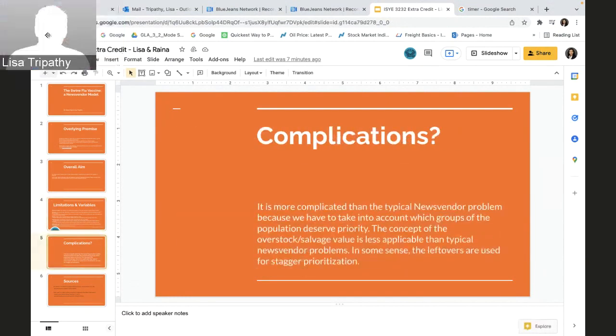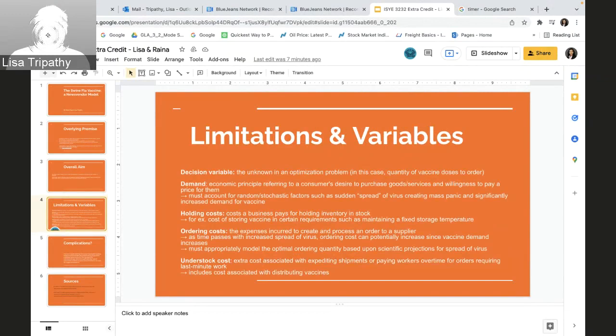So before I go into the complications, I would like to show how the news vendor problem is applicable to the vaccine industry. So we have the decision variable, so that's what we're trying to optimize. In this case, it's the quantity of doses to order. And then we have the demand.